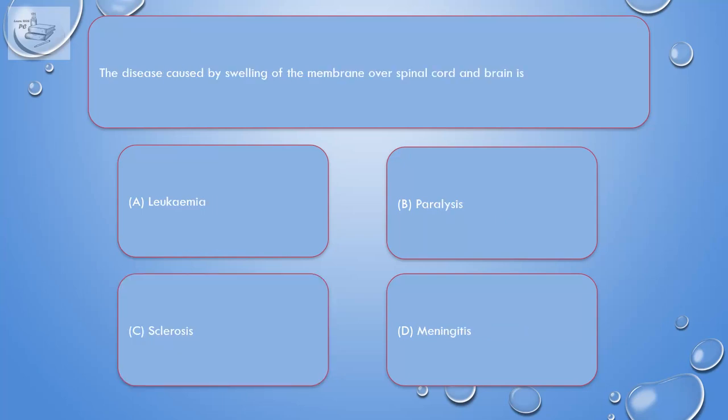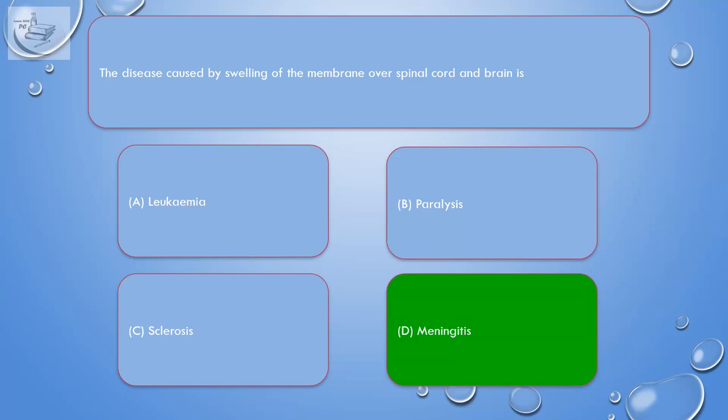Question: the disease caused by swelling of the membrane over spinal cord and brain is A. Leukemia. B. Paralysis. C. Sclerosis. D. Meningitis. Correct answer is D. Meningitis.